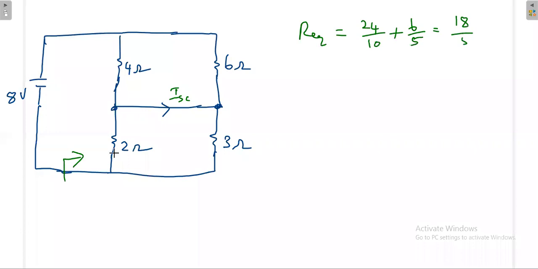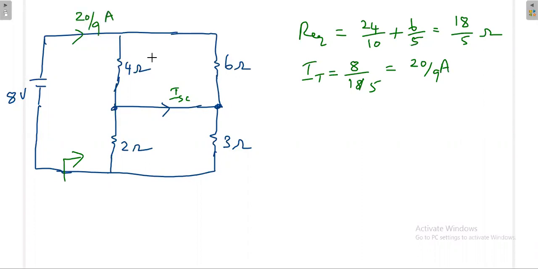Now I know the total resistance, because again here it's very simple. You can do the parallel and series combination finally. Now, what is the total current? The total current I is equal to 8 divided by 18 divided by 5. So 20 divided by 9. Okay, 20 divided by 9 ampere. So how much current is going in this way? 20 divided by 9 ampere.